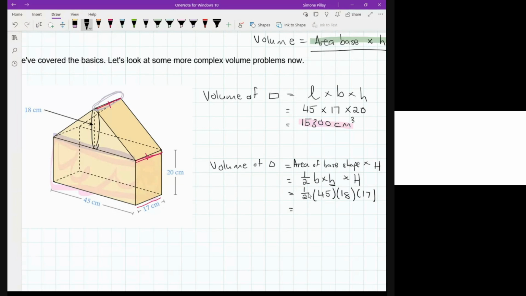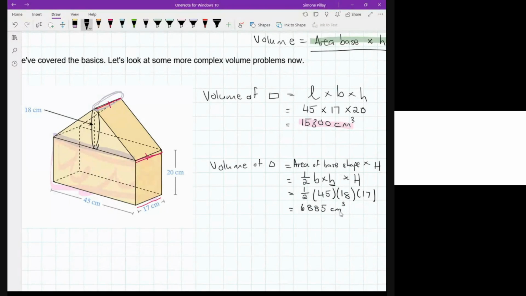45, 18, and 17. 5, 10. Does anybody have the answer for me? 6,885, ma'am. There you go. Yes, 6,885. What is my units? Centimeters cubed, ma'am.